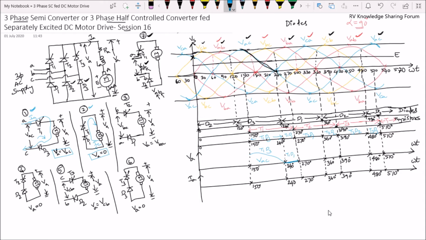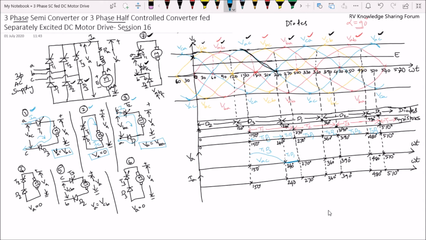From 270 degrees to 360 degrees, the thyristor T2 and diode D1 are conducting. For this, please refer to circuit 3. The armature current IA starts flowing from the terminal B through the thyristor T2, the motor and the diode D1, and ends at the line A. If we apply KVL to this loop, we get our armature output voltage as VBA. That means our output voltage is VBA.